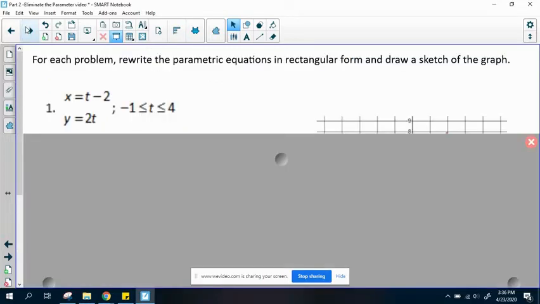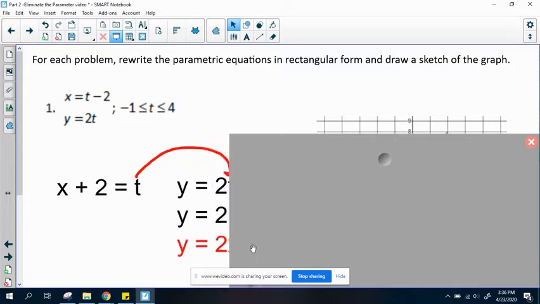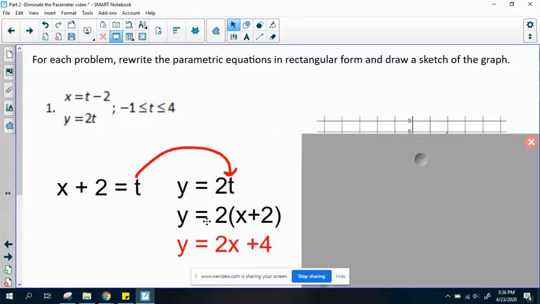Okay, so let's try a few examples. So number one, for each problem, rewrite it so that it's in rectangular. So get rid of the t value. Both of these are pretty simple, so it actually doesn't matter which one you want to get rid of. But since it's pretty easy, I'll just get rid of the x equation. So I'll solve for t. All I had to do was add 2 to the other side. Now I have this equation, and I can take this x plus 2 and substitute it in for t into the other one. And when I do that, I end up with this. So y was 2t, and then if I do some quick distributing, I get 2x plus 4.